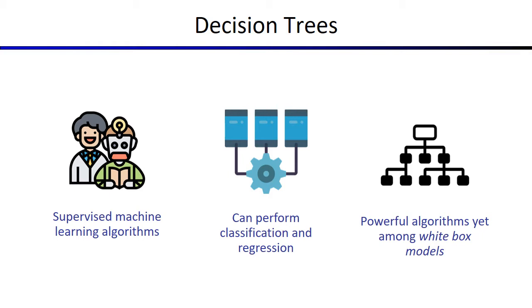Despite being powerful algorithms, decision tree models are among white box models. This means that it is easy to interpret their decisions and understand how they were reached, and the rules can even be applied manually if needed. This is opposed to black box models, like random forests or neural networks, which can make great predictions, but it is usually hard to explain why they were made.